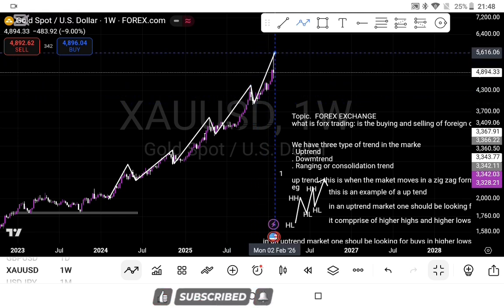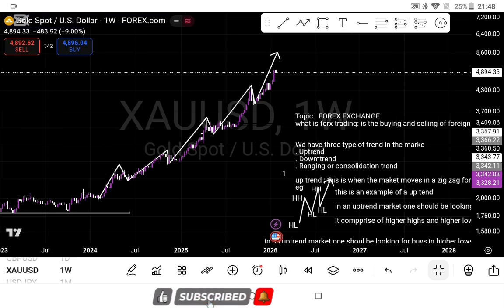As you guys can see, the price is being moved in a zigzag formation to the upside. Price cannot just move in a straight line to the upside. No, it doesn't work like that, because in every impulsive move there has to be a correctional move to keep the formula balanced. So this is a clear example of an uptrend. Mind you, this is a weekly time frame, we'll come to that later.